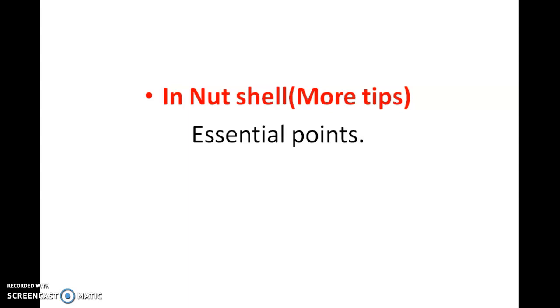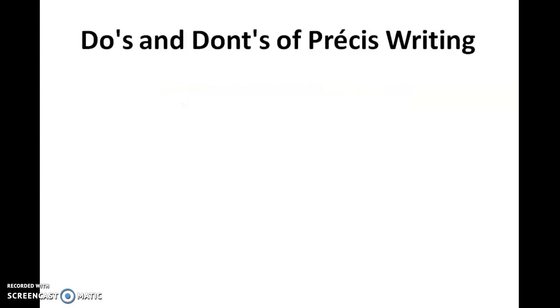If you do not understand the meaning of any difficult word or phrase or sentence in a particular view, look up the meaning in the dictionary, or apply your own mind on it with all possible concentration. So these are the essential points I would always want to tell you before we discuss more do's and don'ts on precise writing.